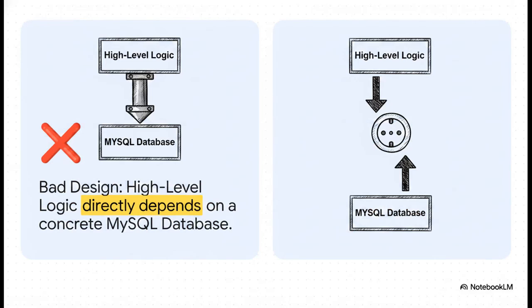Over on the left, we've got the bad design. See how the high-level logic is pointing directly to a MySQL database? They are stuck together. No escape. But now, look at the right side, the good design. We've put this IRepository interface right in the middle. It's like a universal adapter. Our high-level logic only cares about the interface, and our MySQL database simply promises to follow the rules of that interface. They don't depend on each other anymore. They both depend on that shared contract in the middle.